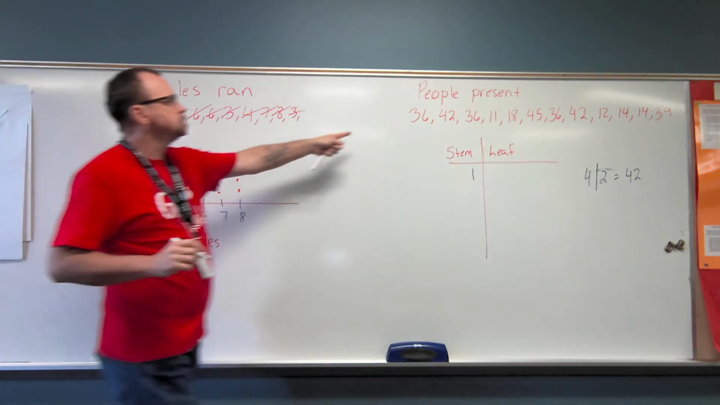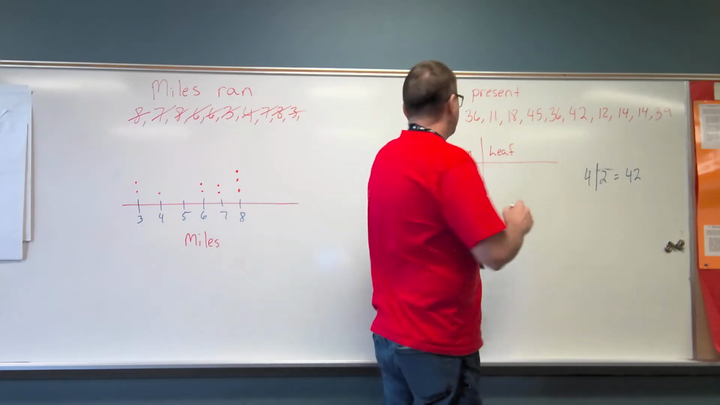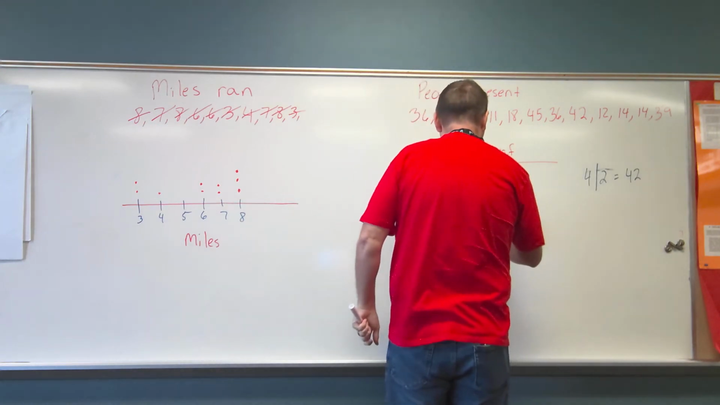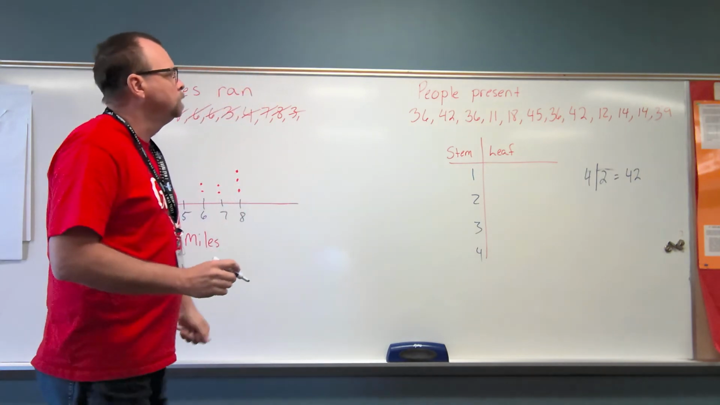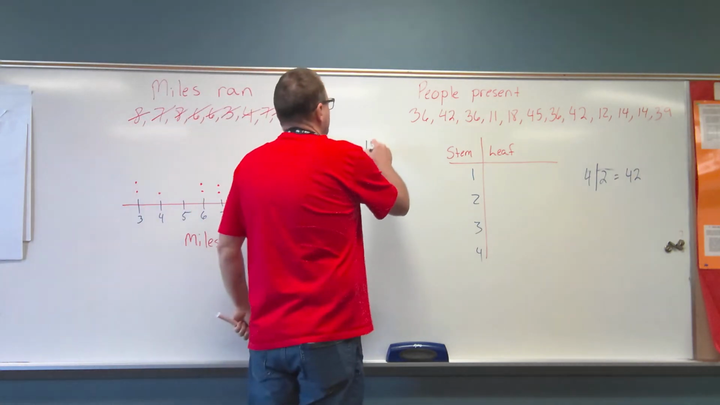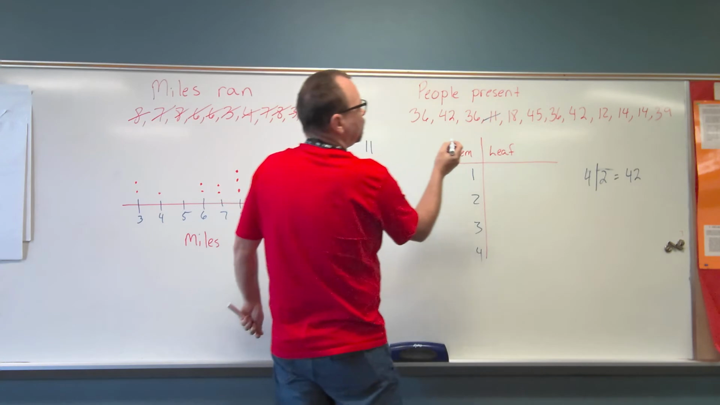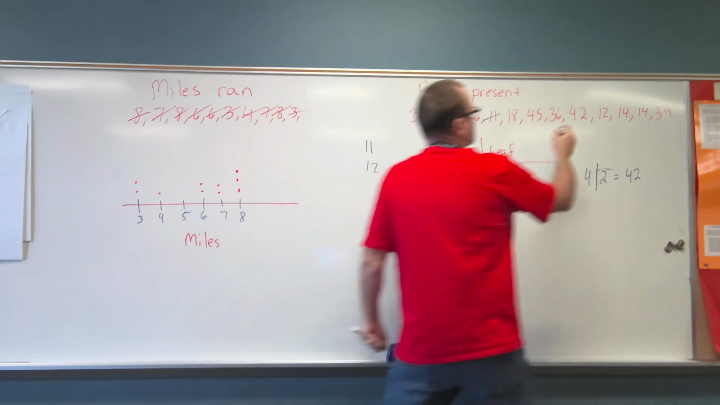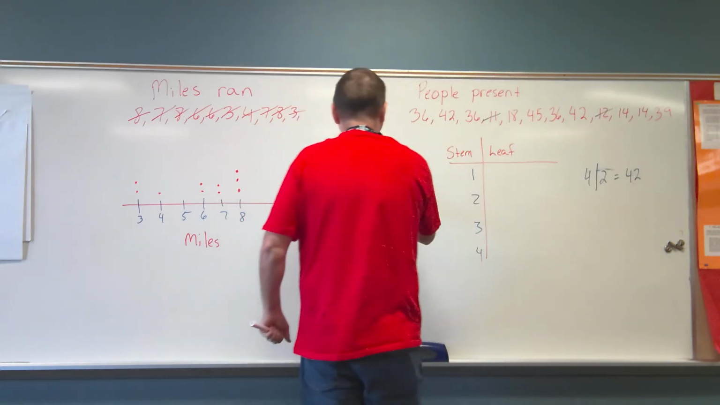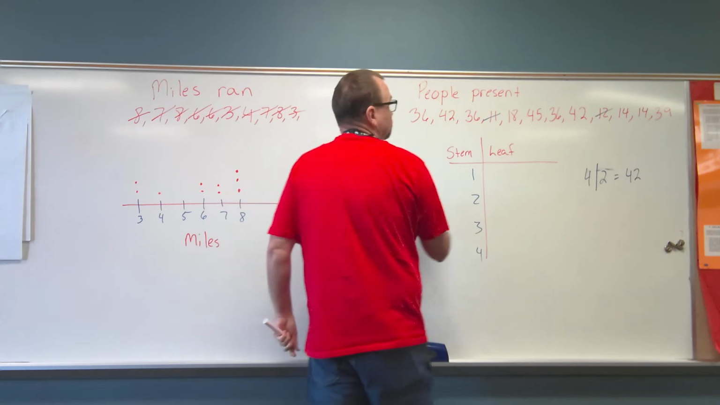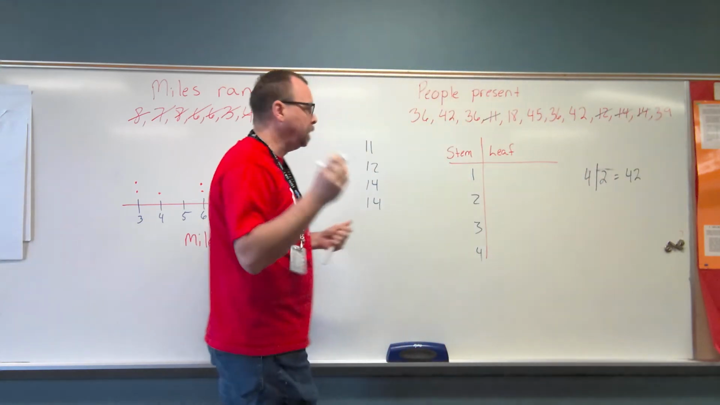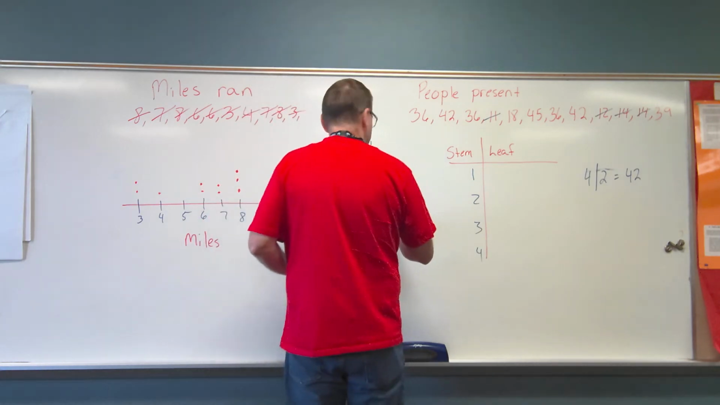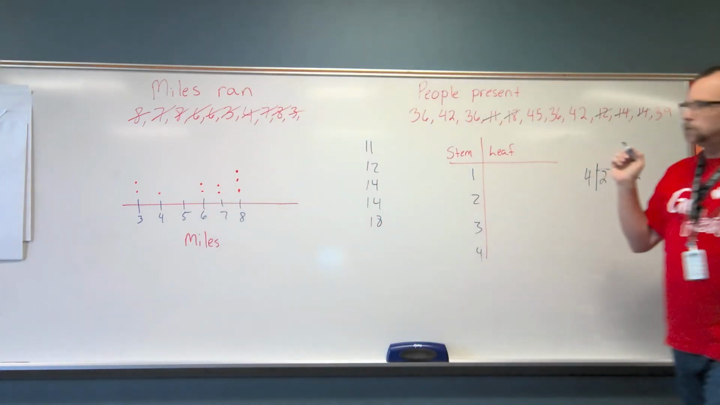My tens place. 4. I'm going to have 1, 2, 3, 4. Now I need to put my ones first in order from least to greatest. So I have 11. I have a 12. I have a 14 and another 14. Did I miss any of mine that starts with a 1? 18. So 18 goes there. Good.